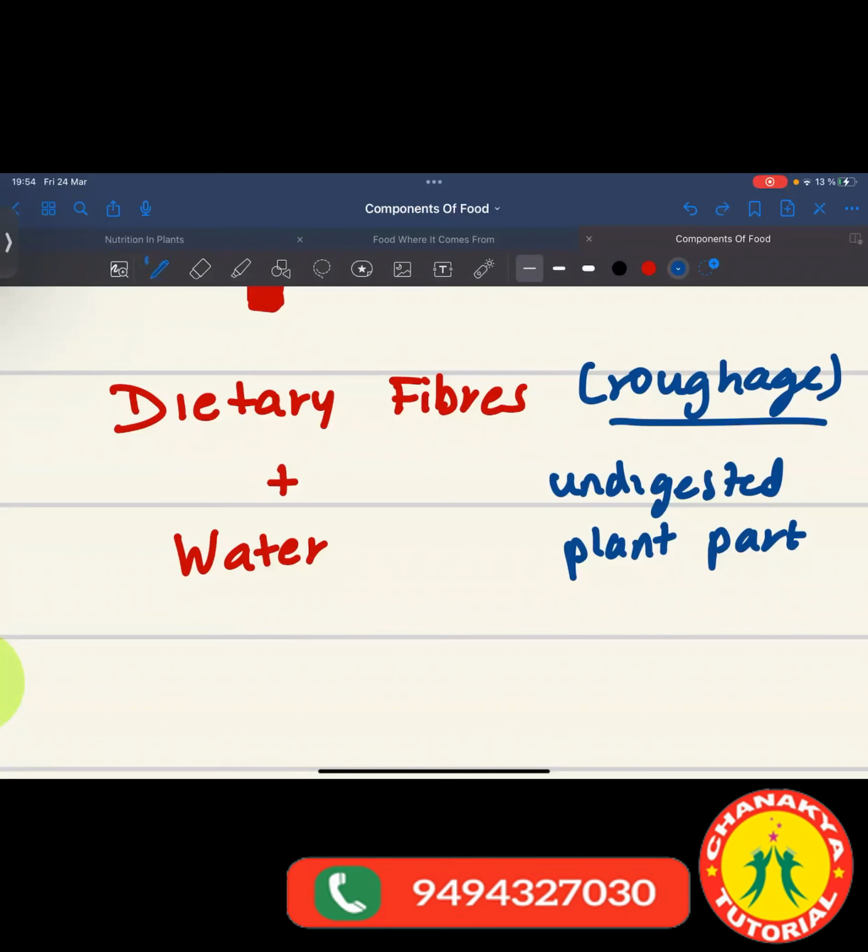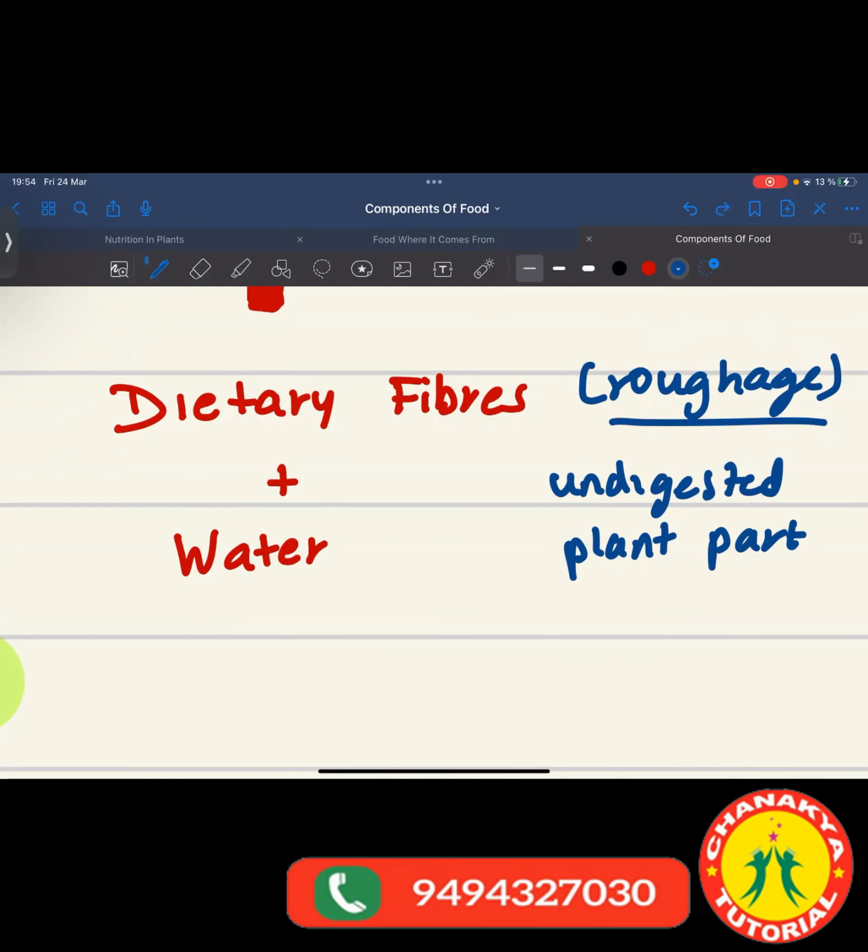If it doesn't pass through your intestine properly, that means you will have some disorders or some disease. You will have constipation, you will have loose motion, you will have different bodily issues. So to avoid all that, you need roughage in your system.